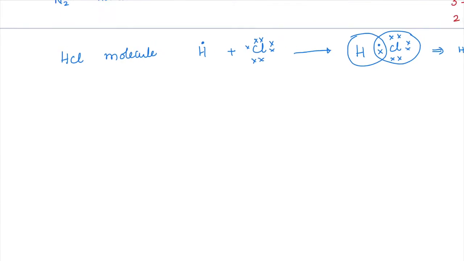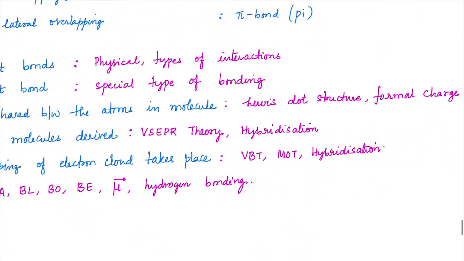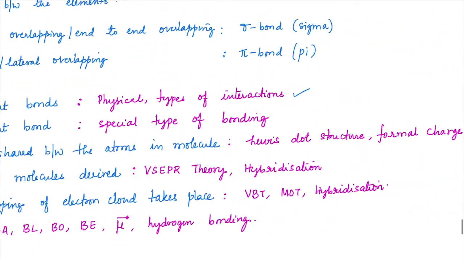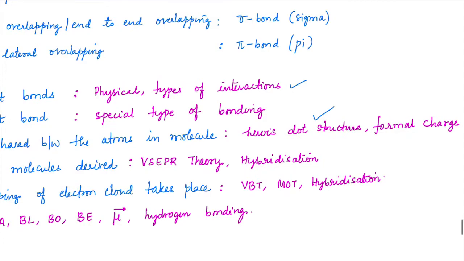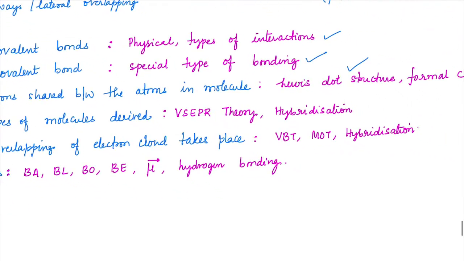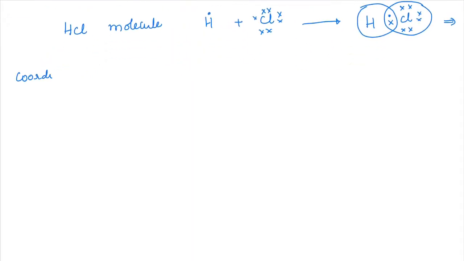Okay. See. So we have learned 2 things so far. If you check out the list on which we are starting with, we have learned all the physical type of interactions, right? Then how does the Lewis dot structure work? Next thing we learn about is the special type of bonding, which is coordinate covalent bonding. Okay. So let me showcase how the coordinate covalent bonding works. Coordinate covalent bonds.